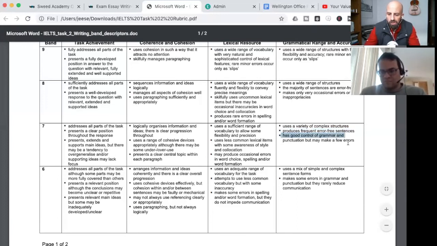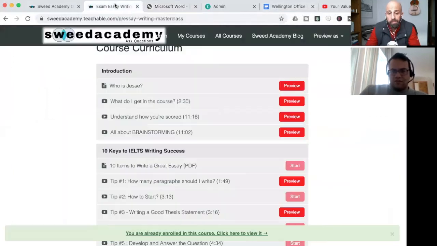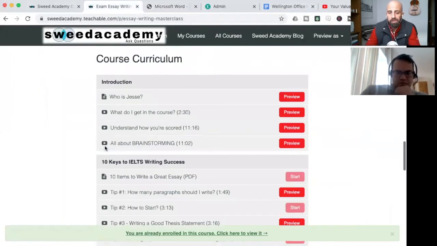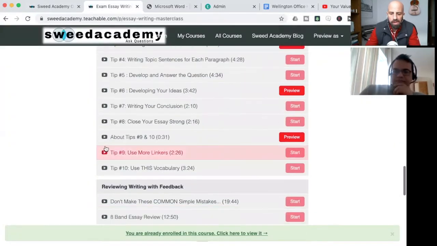And has good control of grammar and punctuation, but may make a few errors. This is essentially your 7. This is your objective, right? So print that out and highlight that and put it on your wall or somewhere where you can see it. Okay. Do I have access to this training? Yeah, because you're a participating member. So you have access to this.